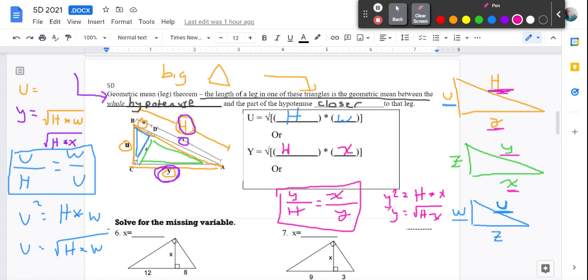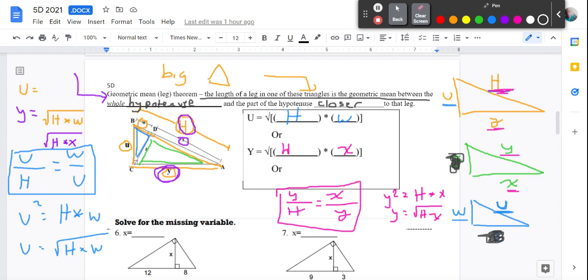Remember, none of these have anything to do with the altitude. That's why we're not working with the Z right here. So the Z and the Z are kind of irrelevant for right now, because these have nothing to do with altitudes. We're only looking at the legs, U and Y, right there. And so that's how we'll sort of set those up.